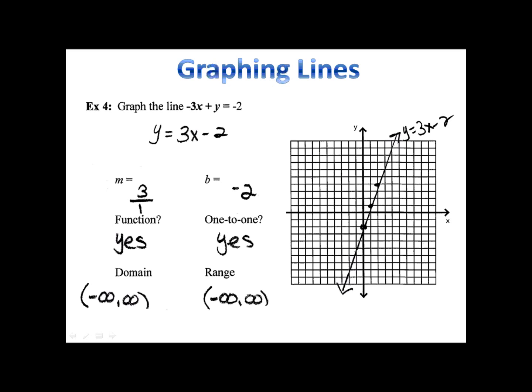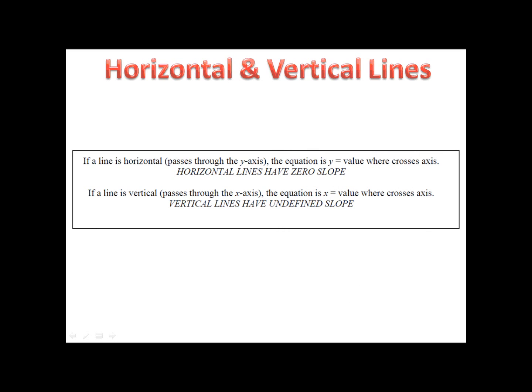The most challenging lines for folks to graph tend to be horizontal and vertical lines. Horizontal lines have the equation y equals. In other words, it crosses the y-axis at a certain point. Vertical lines have the equation x equals. It crosses through the x-axis at a certain point.